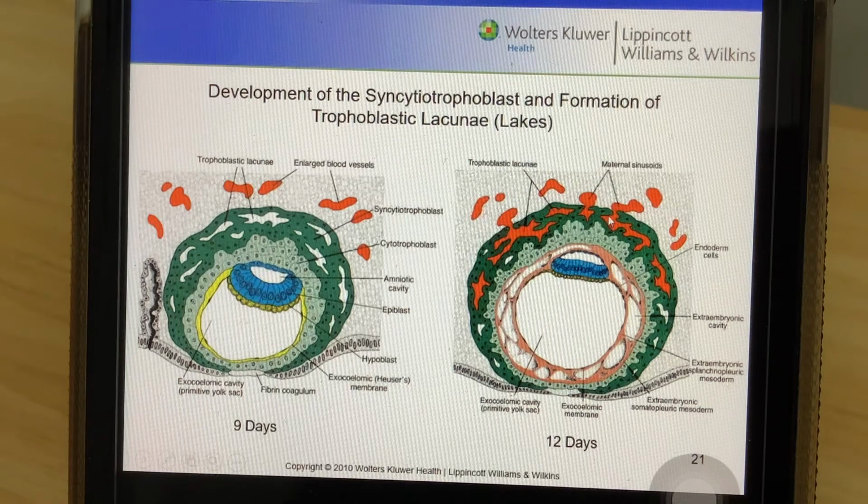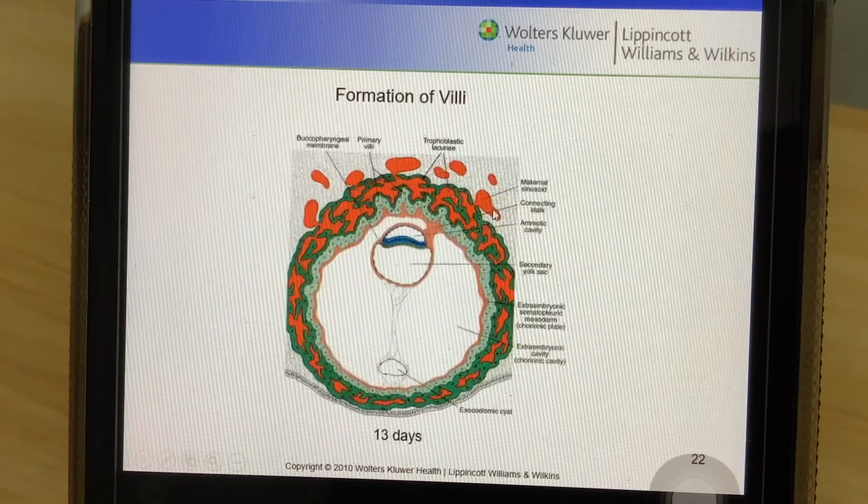The new layer of cells called the extraembryonic mesoderm has formed and started to separate into two layers, one next to the yolk sac called the visceral layer, and one next to the cytotrophoblast called the parietal or somatic layer. Okay? Review lang ni siya. And we go to the formation of the villi.